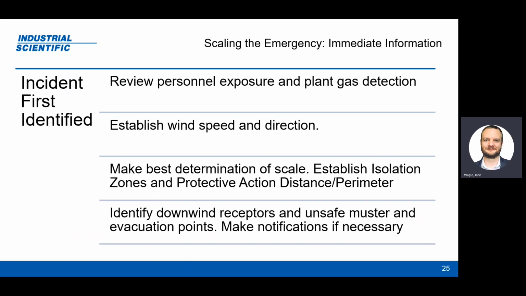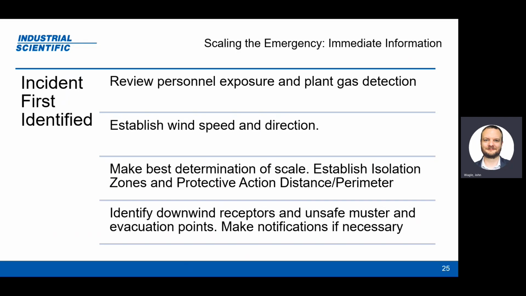There's sort of a time frame of an incident from the moment it happens to when it's finally under control. And we'll start at the very beginning when an incident is first identified. During this phase, these are the critical steps that we need to use our toolkit with to ensure proper response. Number one, we have to understand our personnel exposure. If someone has been exposed, what can we do? How can we help them? As well as what detection systems are at our plant.